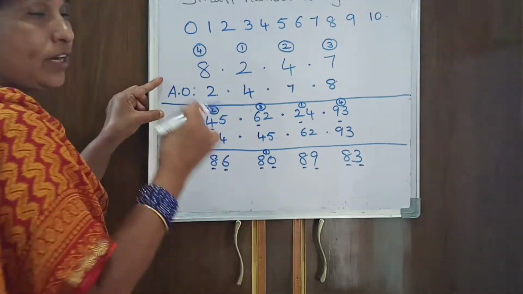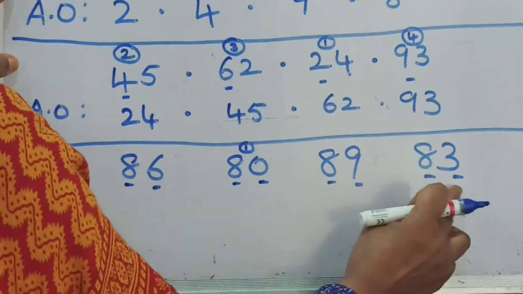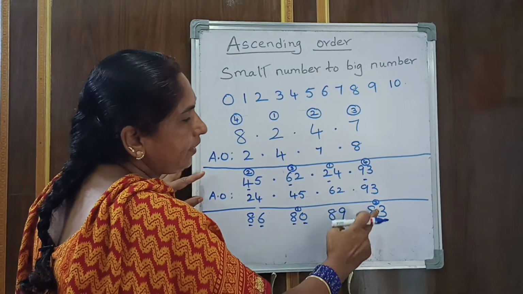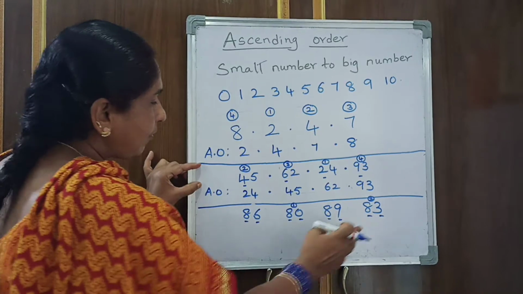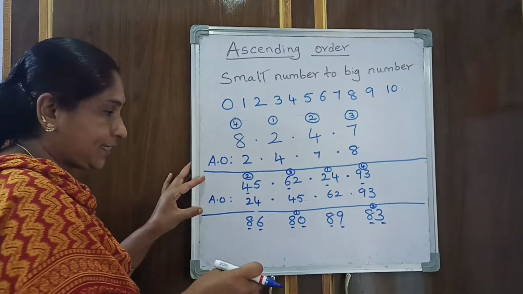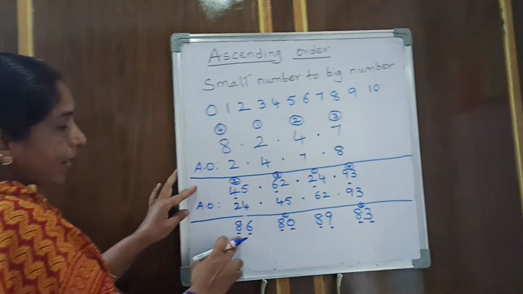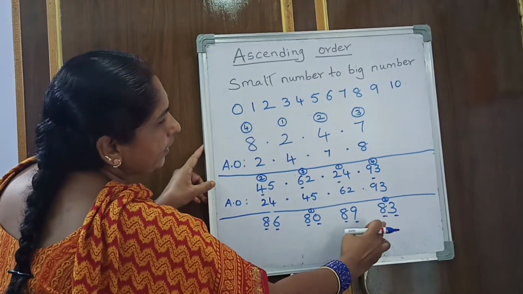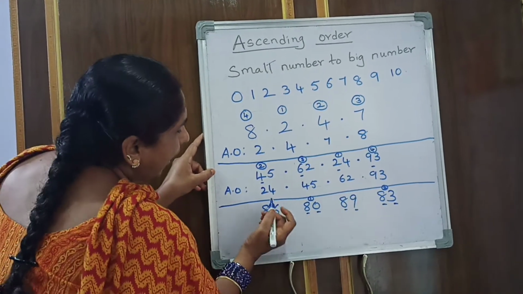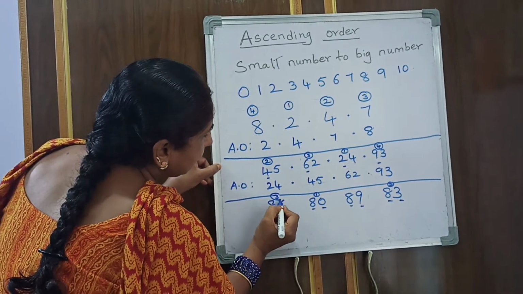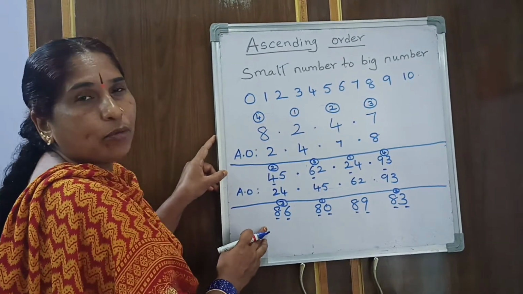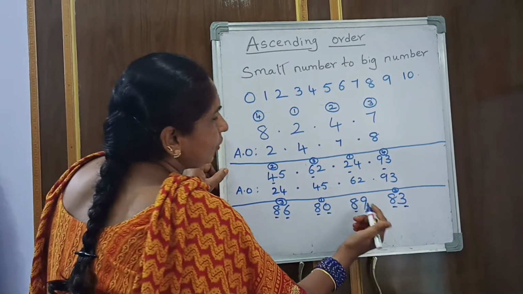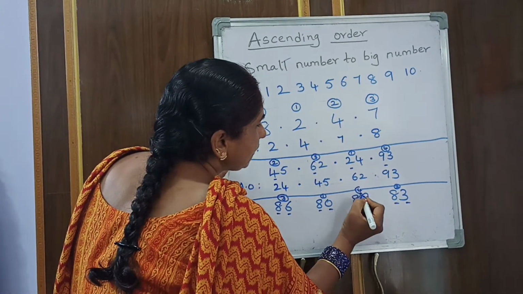Now 0 after 1, 2, 3. 3 here. 83 is the second one. After 3, after 4, 5, 6. 6 is there. So 86 is the next biggest number. Is it clear? So 83 is the second number and 86 is the third number. Then write 3 above 86. And the last one is 89. So 89 is the fourth biggest number.